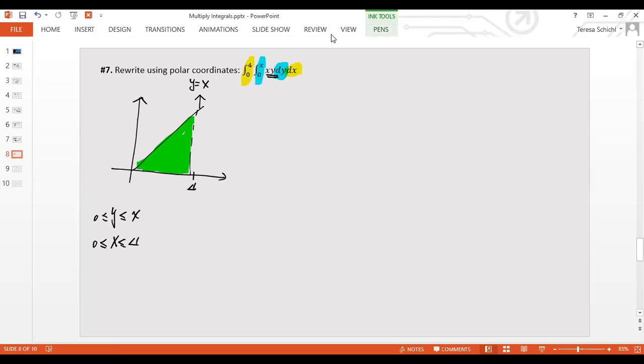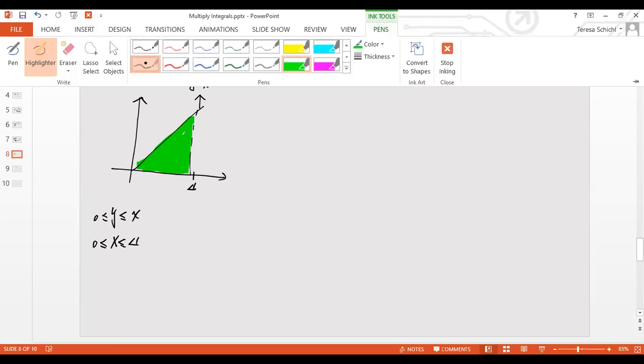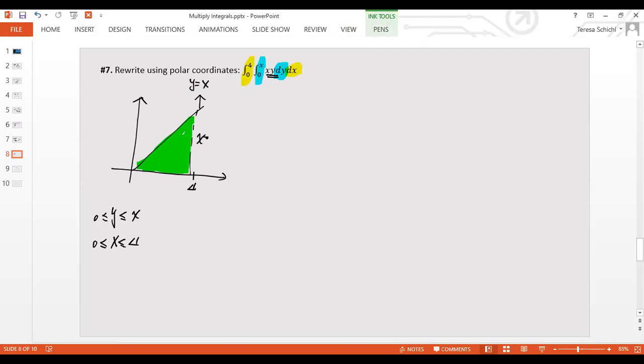Okay, so this is y equals x, and this is x equals 4. So this is the area, my area D. Now let's take a look at how I change to polar. Here, this is my polar axis.